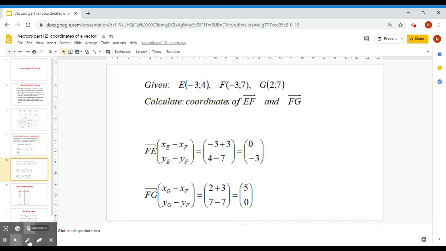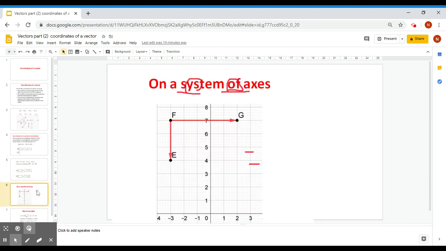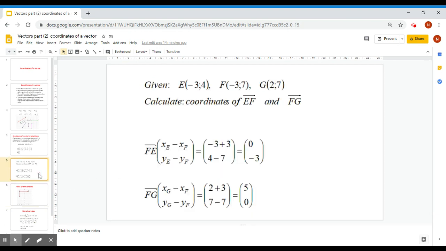Now, if I have this example, the coordinates of E and the coordinates of F, if I look at them, they have the same abscissa. So applying the formula, the abscissa of the vector will be 0, the ordinate of the vector will be -3, which means that the vector has no horizontal displacement and it goes down 3 units downwards.